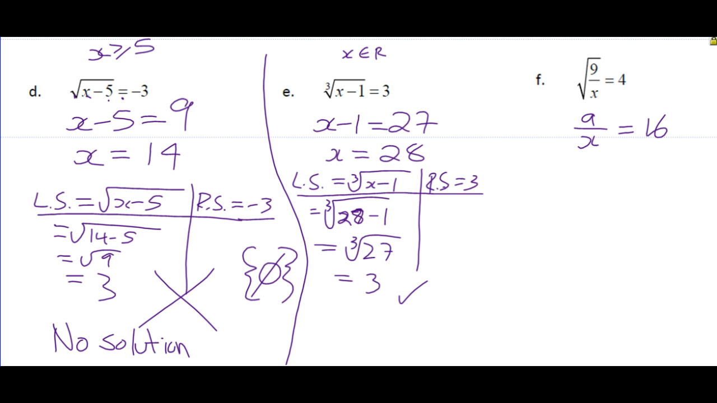Multiply both sides by x, right? Because you got to get rid of the x on the bottom. So 9 is equal to 16x. So what's x equal to? 9 divided by 16. Oh, and what can't x be?